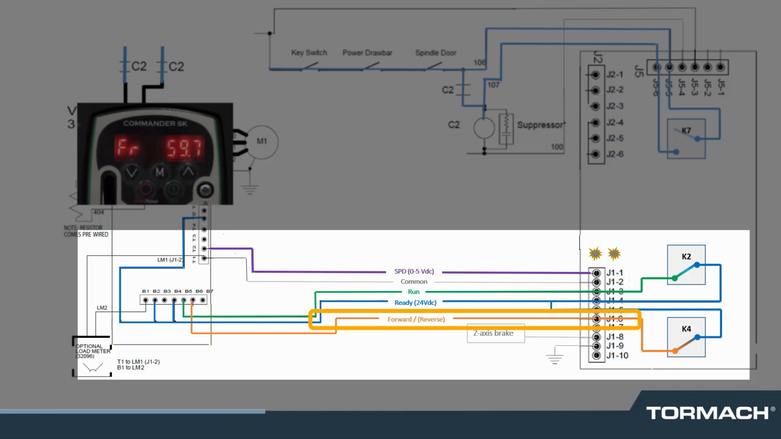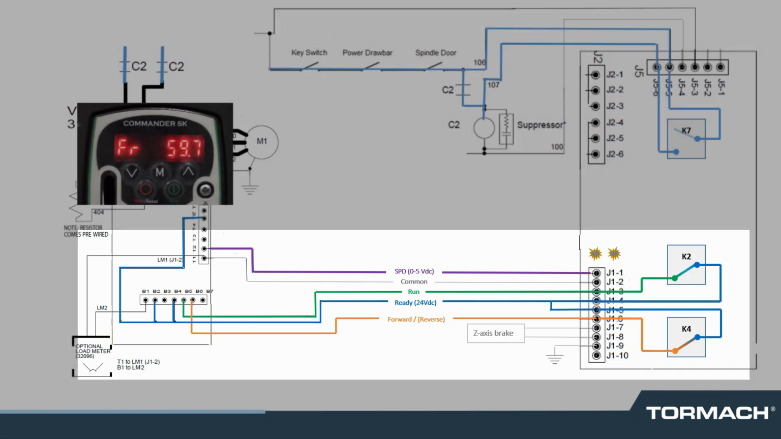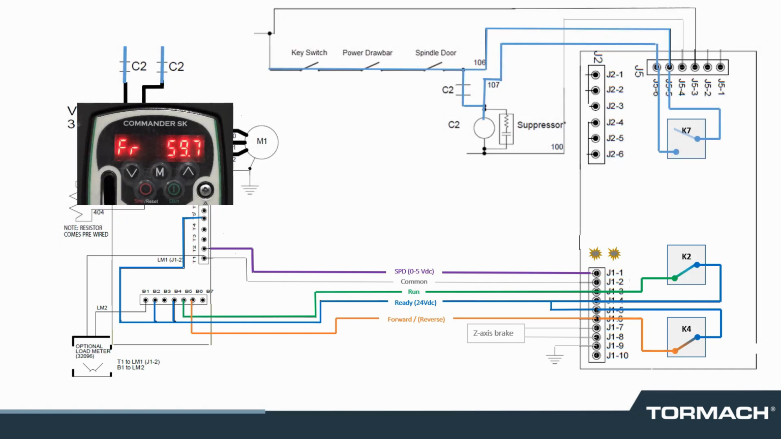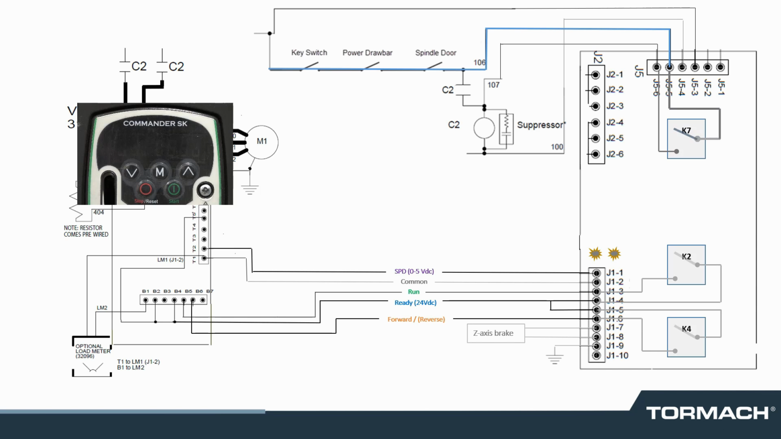Forward reverse. When applied, the signal rotates the spindle in the forward direction. When the signal is removed, the spindle reverses. Common. This provides a return path for the signals between the machine control board and the VFD. Our diagnostics guide you to measure voltages or make jumpers to isolate potential issues in these circuits.